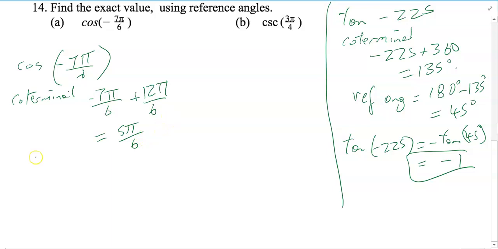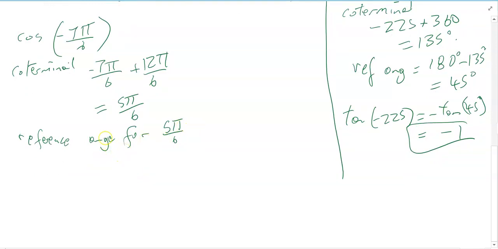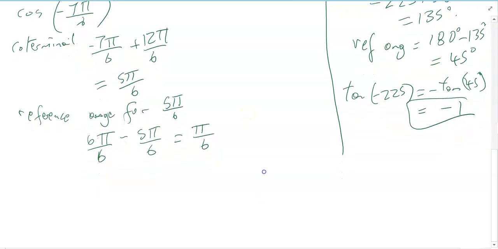What is the reference angle for 5 pi over 6? We're going to subtract 5 pi over 6 from pi because we're in the second quadrant. So pi minus 5 pi over 6. Pi is the same as 6 pi over 6. So that means we're going to be left with pi over 6, right?